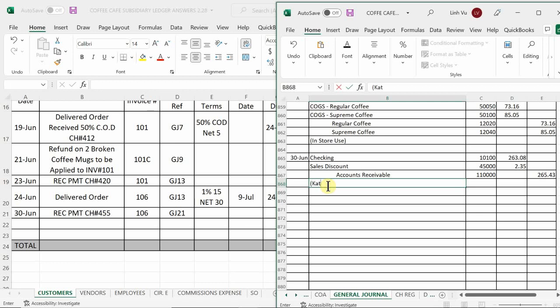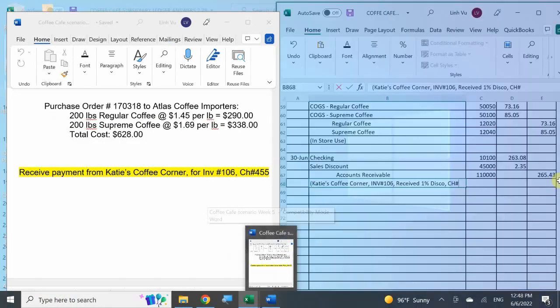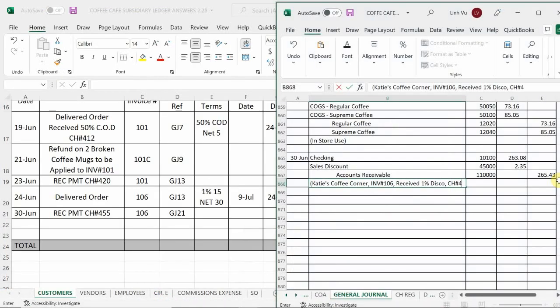So we received a payment from Katie's Coffee Corner. She's made a payment for invoice number 106, and she received a 1% discount, okay? And she paid using check number 455.